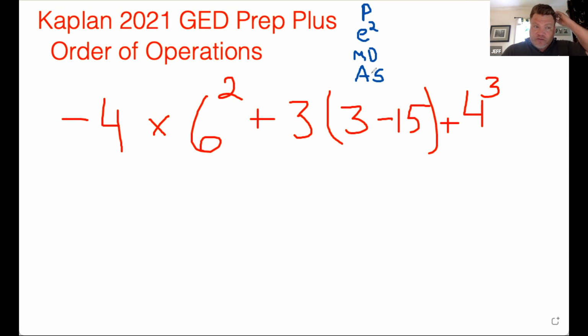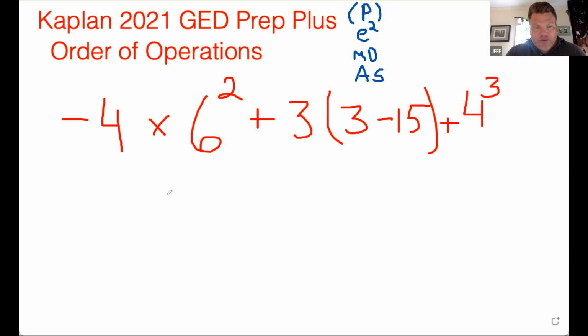When we get to geometry, for instance, anytime you're dealing with a circle, you'll hardly ever get a whole number. It'll be a long old decimal or something to work with. But anyway, here we go. First things first, Dear Aunt Sally says parentheses first. These are the only parentheses, 3 minus 15.